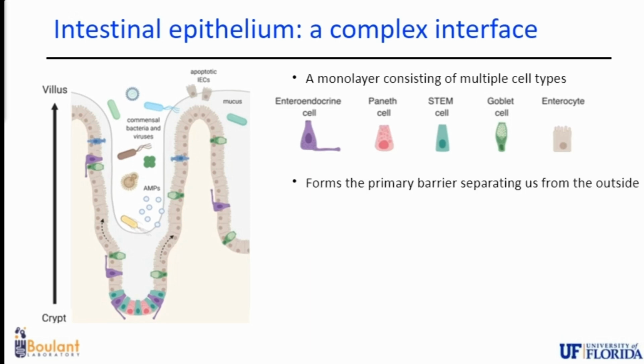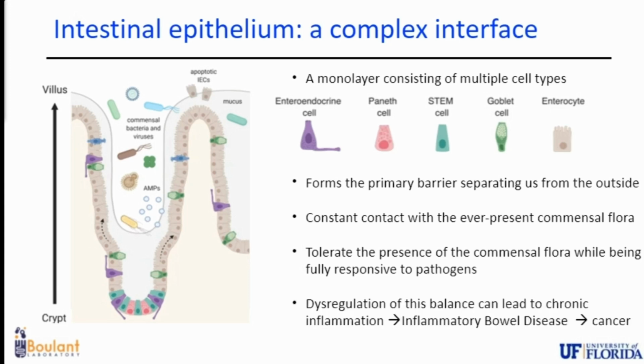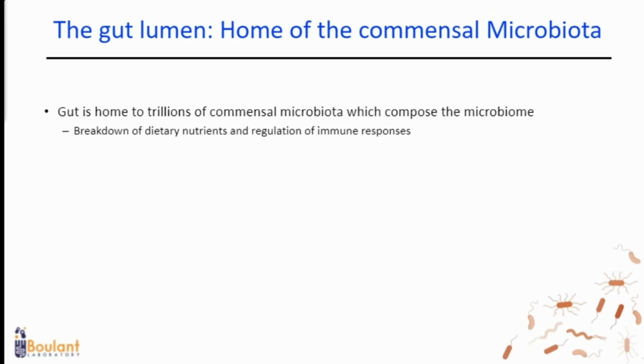They are the primary barrier separating us from the outside environment. They are in constant contact with the ever-present commensal flora, and they need to tolerate the presence of the commensal flora while being fully responsive to pathogens. To do so, the cells have developed many mechanisms to regulate how they interact with bacteria or enteric pathogens like viruses. And we know that a disruption of this finely tuned balance between immunotolerance and immunoresponsiveness can lead to chronic inflammation, inflammatory bowel disease, even cancer development.